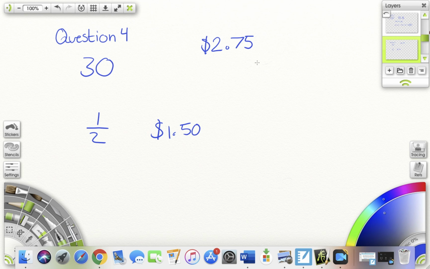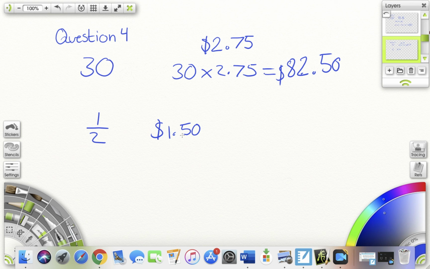So first of all, let's figure out how much they made in just the ticket sales. This one's pretty simple. 30 fans went to the soccer game. They each bought a ticket for $2.75 each. 30 times 2.75 gives me 82.5. So $82.50 is what they made in just the ticket sales.